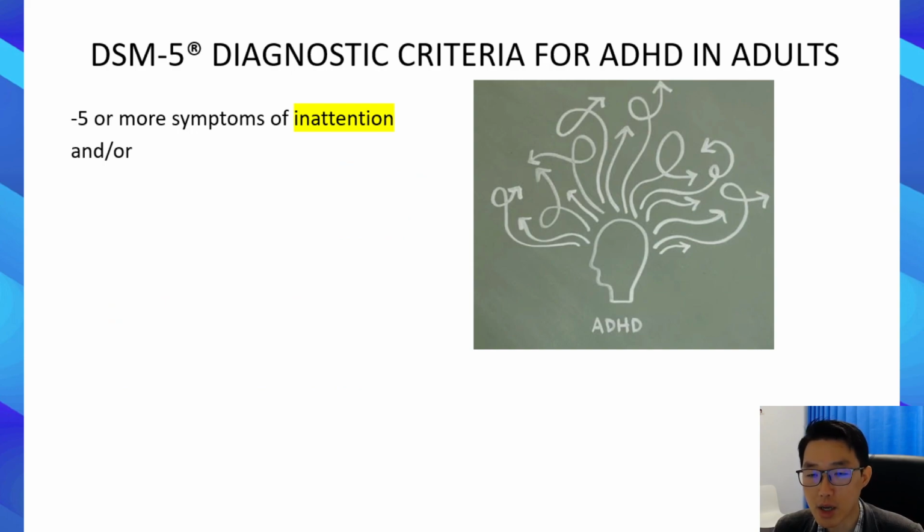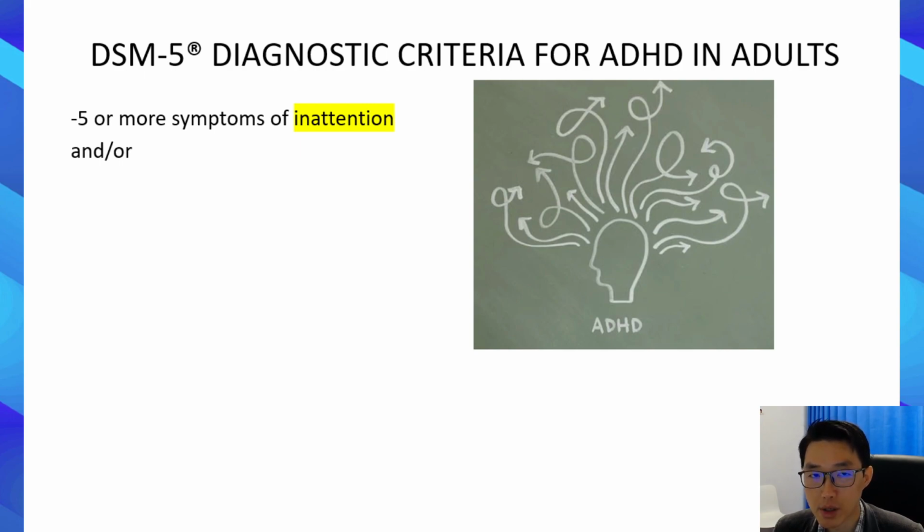So to diagnose adult ADHD, we usually use something called the DSM-5 diagnostic criteria for adult ADHD. DSM stands for the Diagnostic and Statistical Manual of Mental Disorders. It is the 5th edition, therefore it is called the DSM-5.